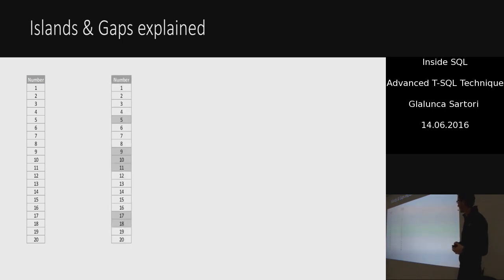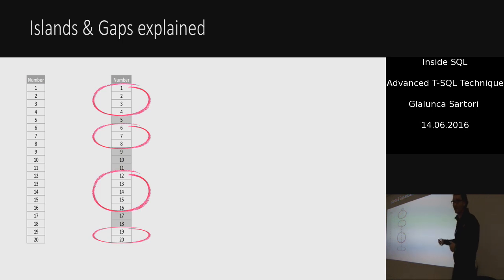Imagine that at some point you delete some of the numbers. It's supposed to be gray, but I don't see the difference from here. 5 should be gray, 9 should be gray. Oh well. So what you have here is some islands, which is the values that are not missing, consecutive values, and the gaps are the values that are missing.